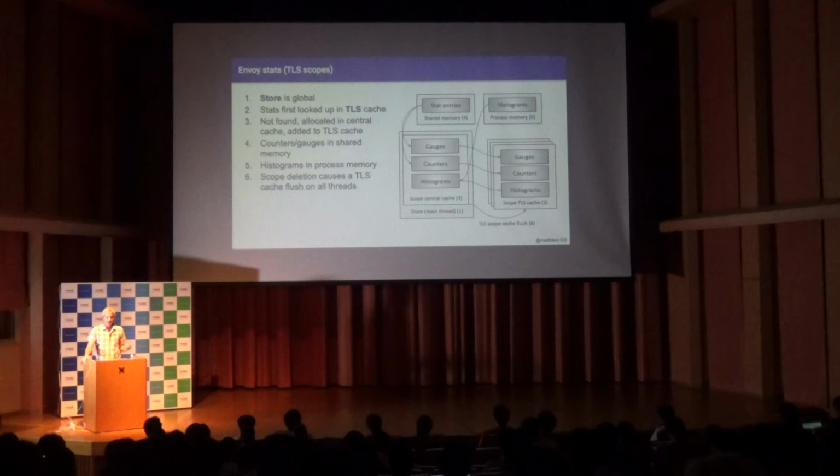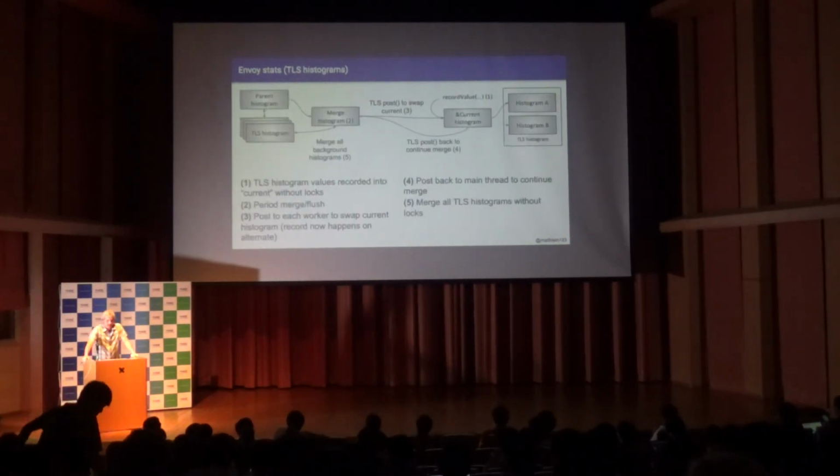And then when we need to delete a bunch of stats, or delete that scope, we use TLS, because all that local cache is in the TLS vector. We'll say, oh, I'd like to delete scope A. I will post a message to all my worker threads: please flush your cache for scope A. And that's how we can keep everything consistent without leaking any memory.